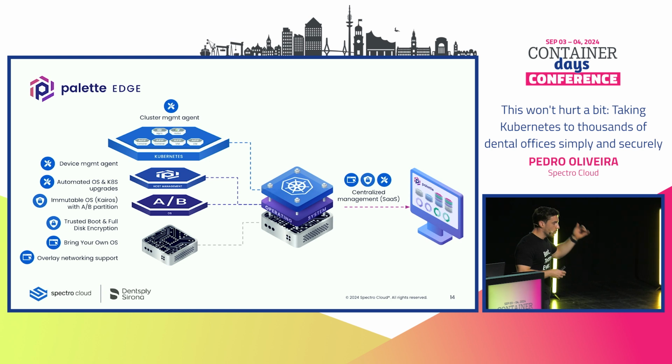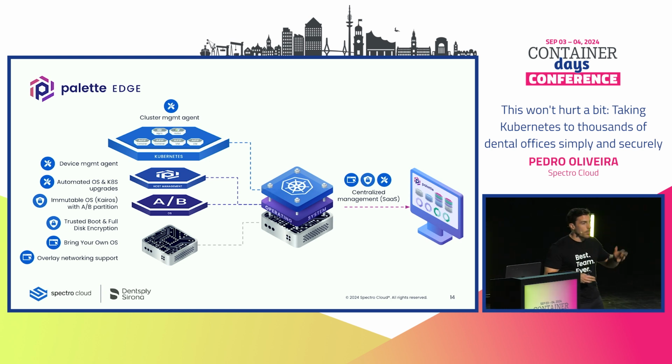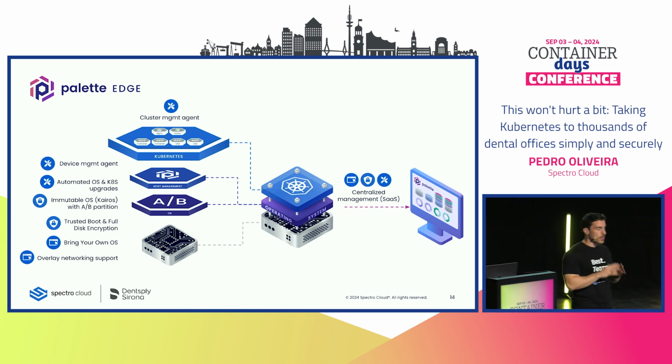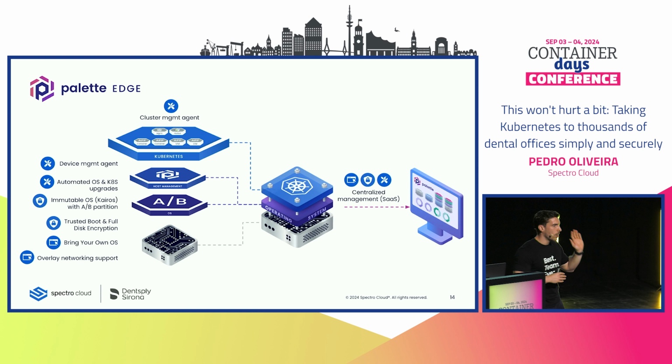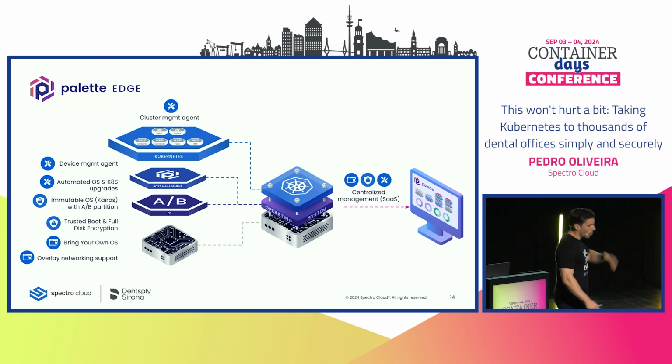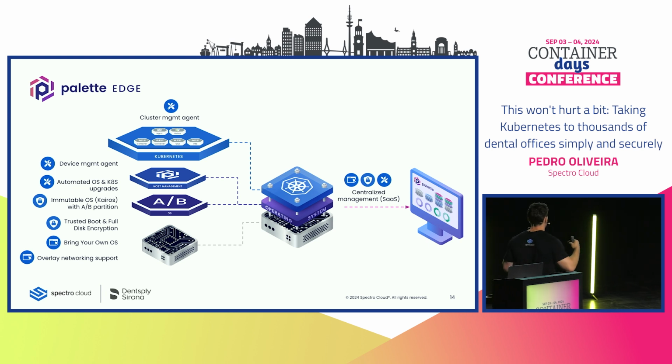So your Ubuntu, your Red Hat, your Fedora, you name it, you'll be able to bring in your OS, make it immutable. And after that, Kairos will be able to then bootstrap Kubernetes with any distro that you'd want to use. So for example, in Dentsply's case, they're using RKE2, but we support, of course, upstream Kubernetes, micro-K8s, K3s, you name it. So for us, distribution is not a problem from the Kubernetes perspective.